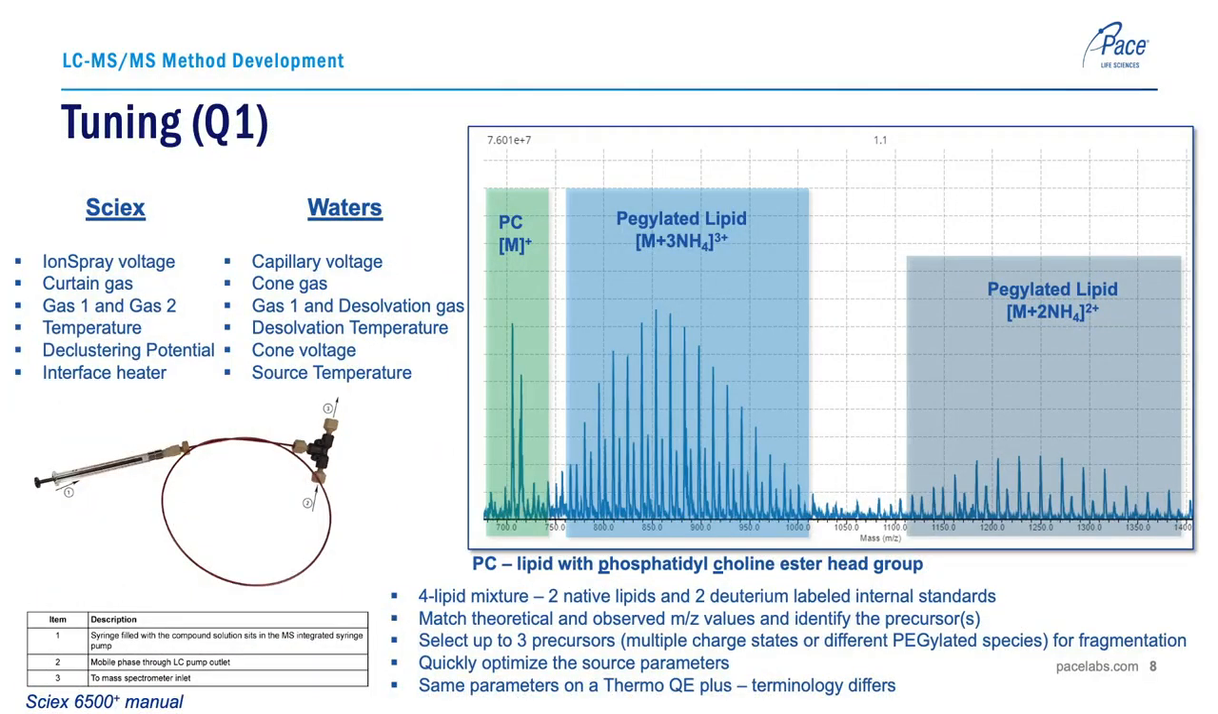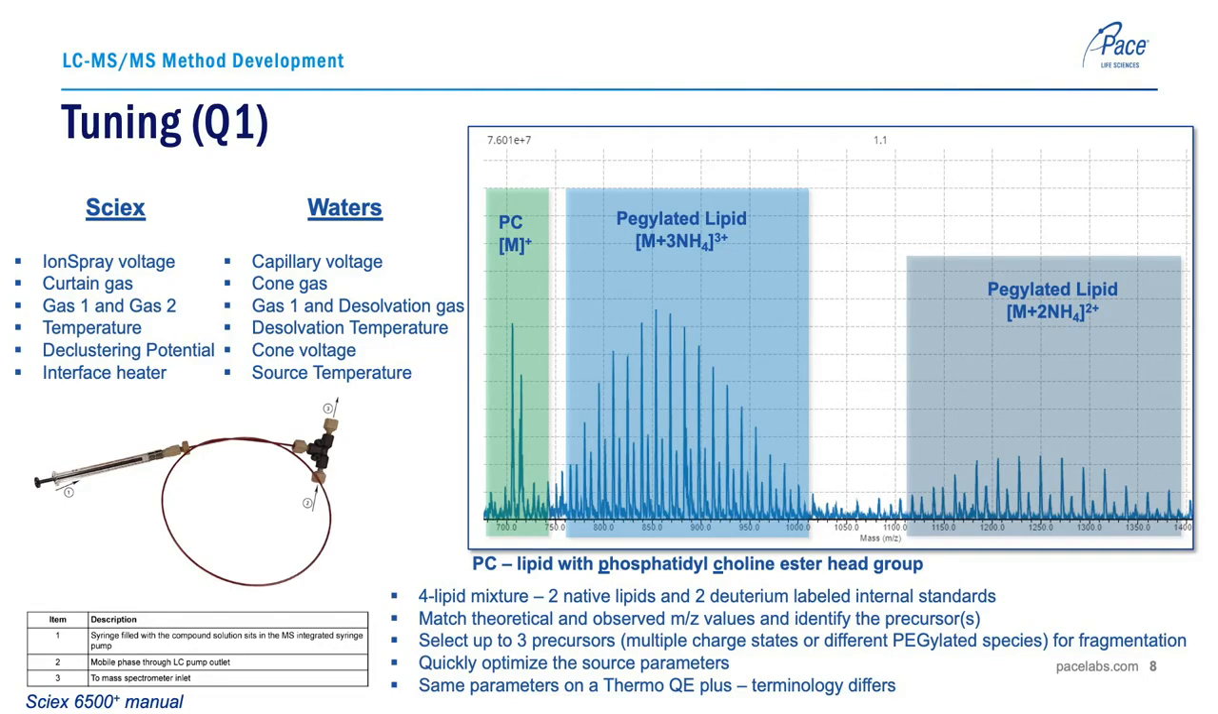Now let's discuss in detail about tuning. The first step of tuning involves acquiring full scan data, which provides the m/z values of the precursor ions for each analyte. An example of how the full scan data looks is shown in the figure on the right-hand side. About 500 nanograms per mL of a phosphatidylcholine lipid and 1000 nanograms per mL of pegylated lipid and corresponding internal standards are infused using a syringe pump.